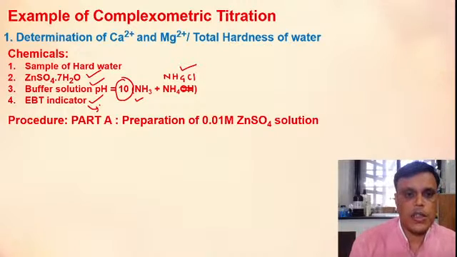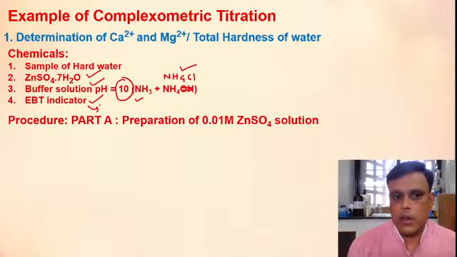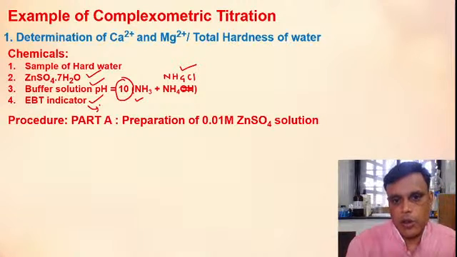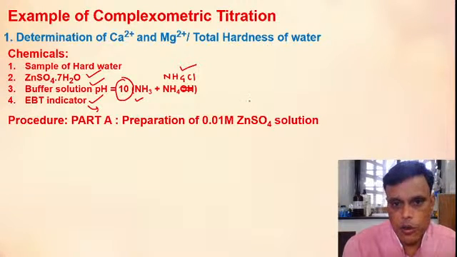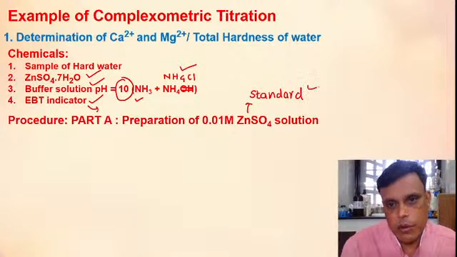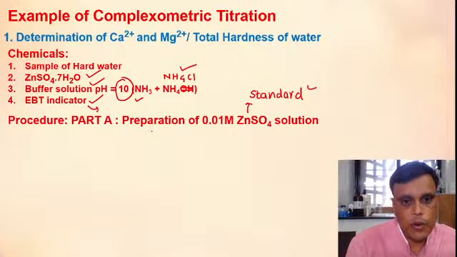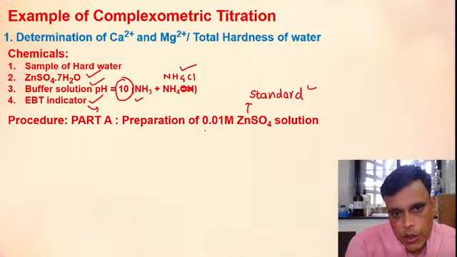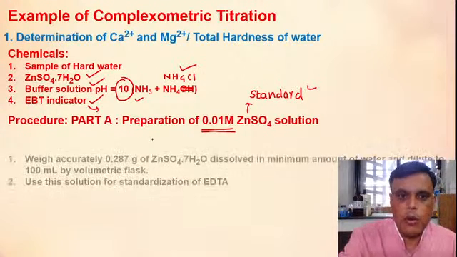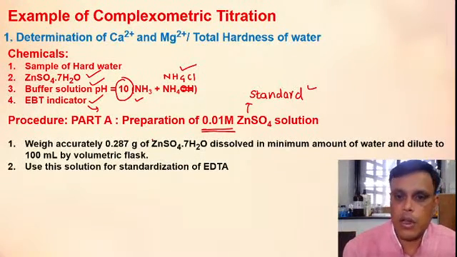Okay, then we will see the procedure. This procedure is divided into three parts. Part A is preparation of zinc sulfate solution, that is, preparation of standard zinc sulfate solution. It is a primary standard solution. So first you have to prepare 0.01 molar zinc sulfate solution. This is part 1, which is a very important part. How will you prepare the 0.01 molar zinc sulfate solution?